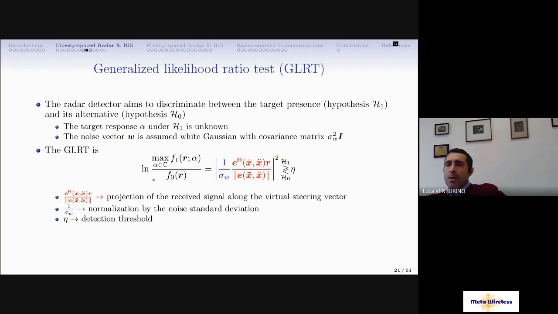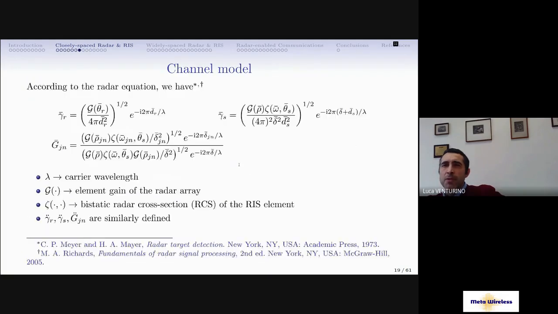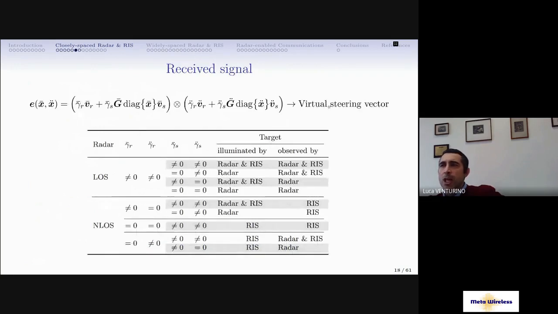Then we take the log, which is just a standard transformation. And after taking these operations, we end up with this simple test statistic. So let me give you some more information about this test statistic. R is the signal we are receiving. E here is, as we have seen before, the virtual steering vector of the target. This virtual steering vector, of course, depends upon the response of the RIS and also depends upon the location we are expecting.